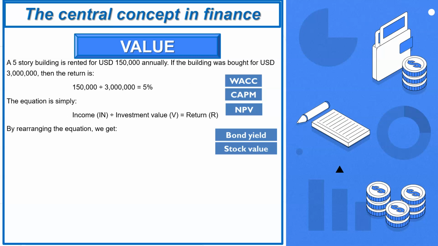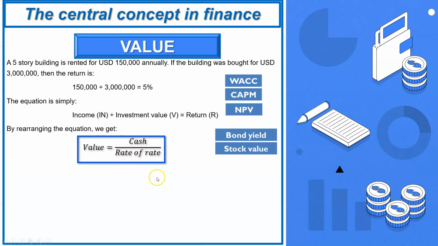Let us rearrange the formula again using simple algebra. We find the value equals the cash I received divided by the required rate of return. What I did, I just rearranged this formula: V equals cash I received divided by the required rate of return.